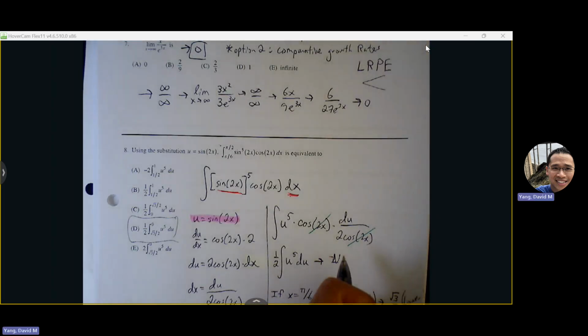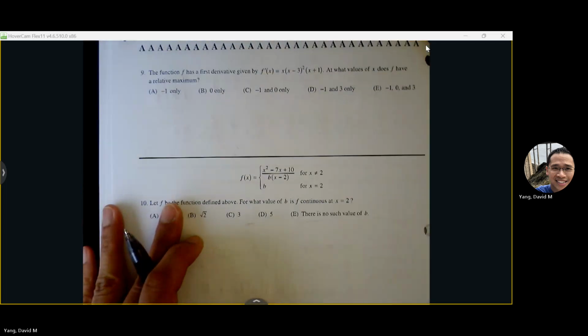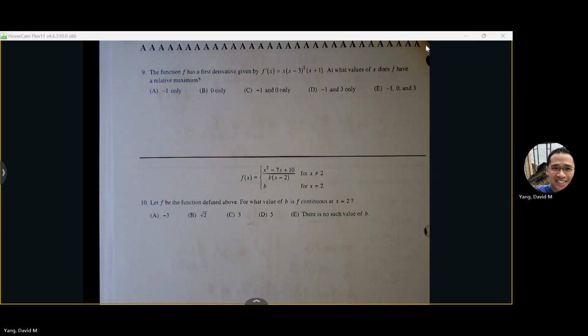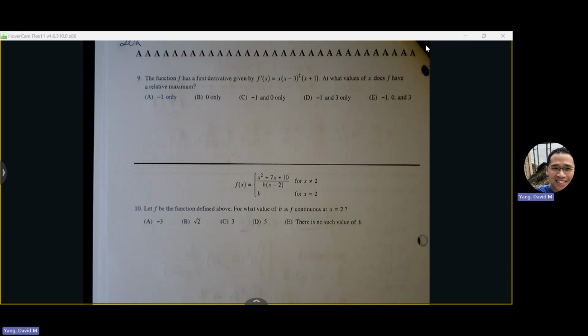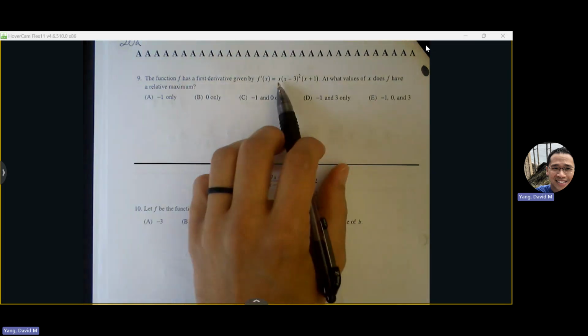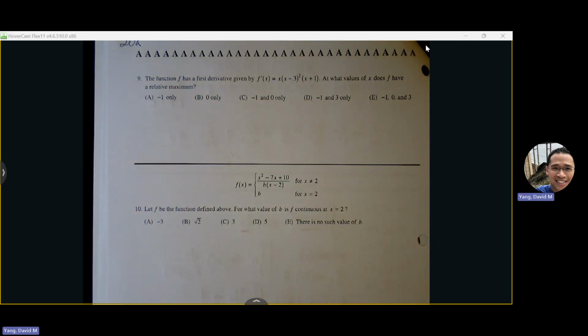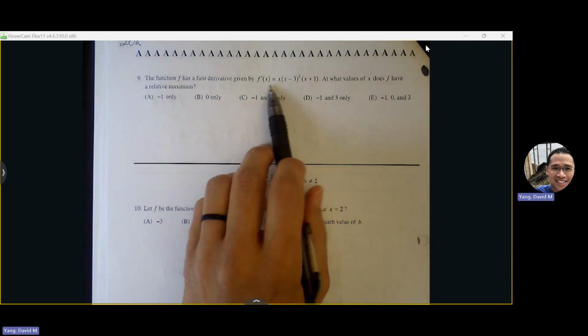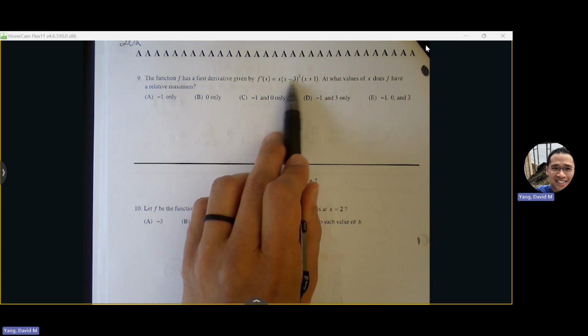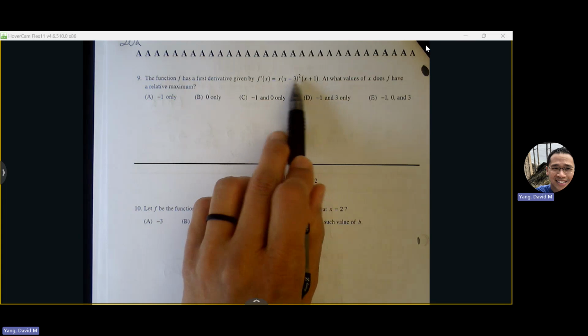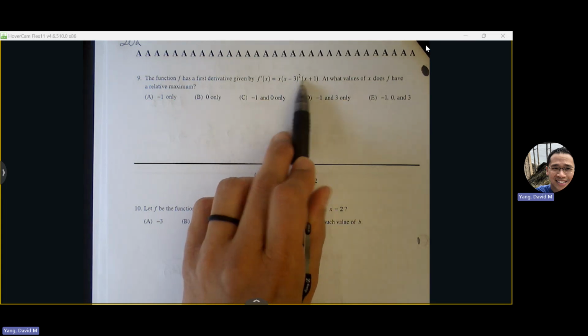Okay, page 20. Number 9, the function f has a derivative given by f prime. What values of x does f have a relative maximum? So relative max we can find by looking at our slope sign line. The nice thing is they're already giving us our f prime, so we don't have to find a derivative. We can just set our f prime equal to 0. Everything's already in factor form, so we can just solve for x, and all of our critical points are here in front of us.